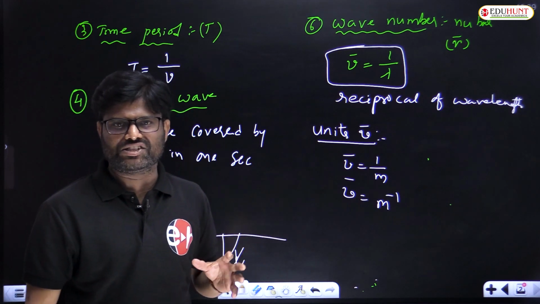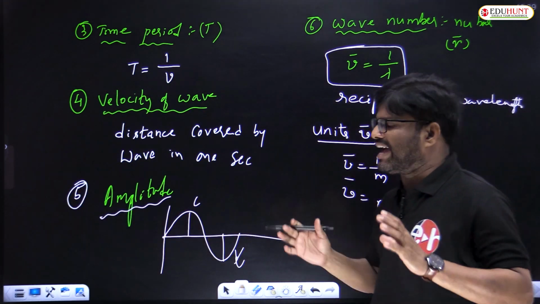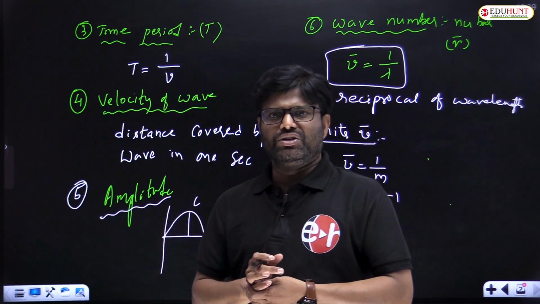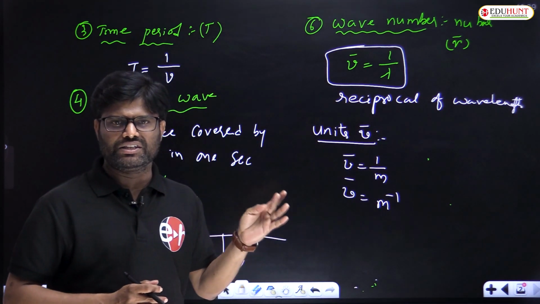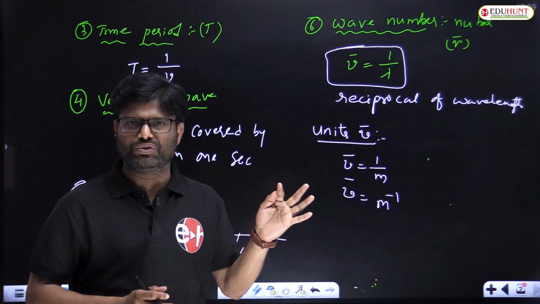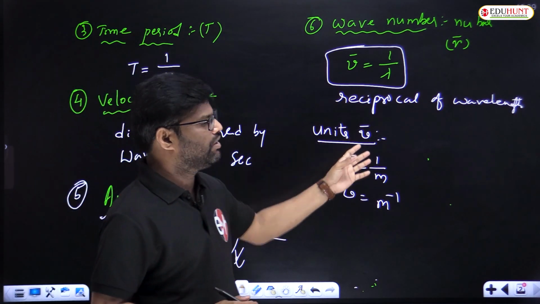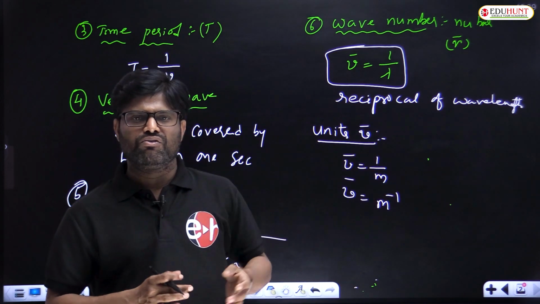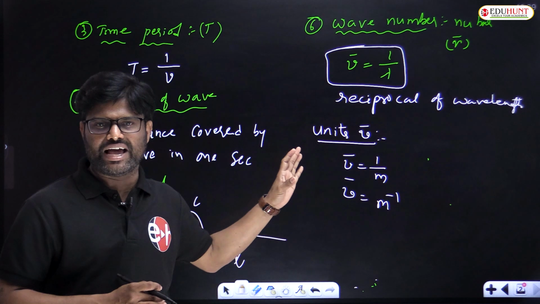These are the characteristics of wave. So what did I explain today? Characteristics of wave. What is the first one? Wavelength. Second one, frequency. Third one, time period. Fourth one, velocity. Fifth one, amplitude. And sixth one, wave number. Everyone should prepare these characteristics of wave.